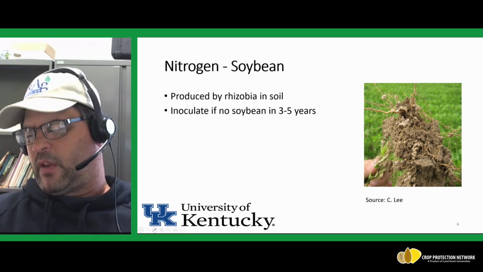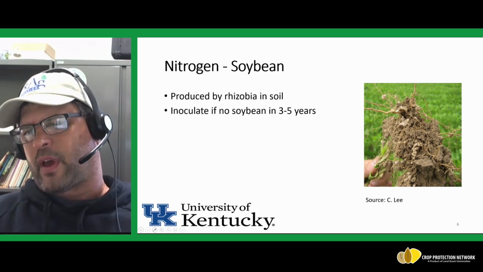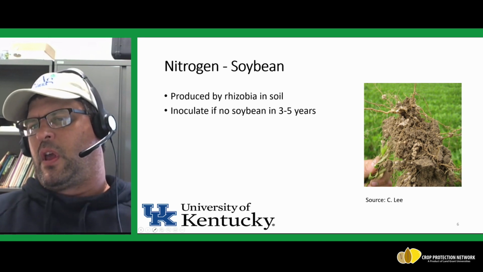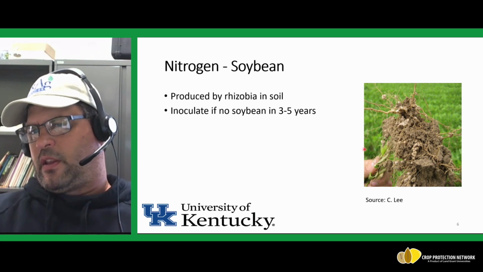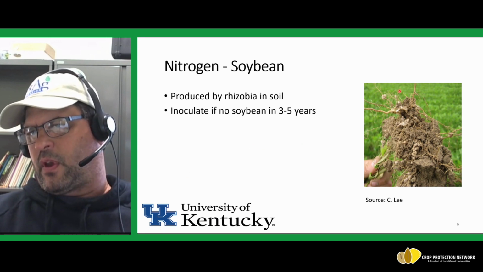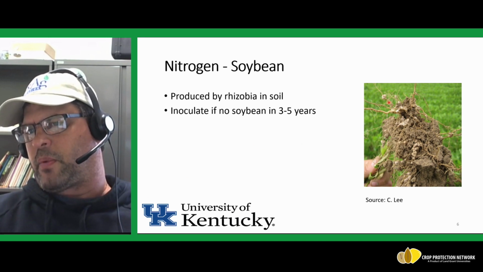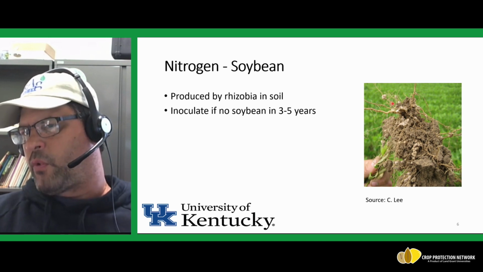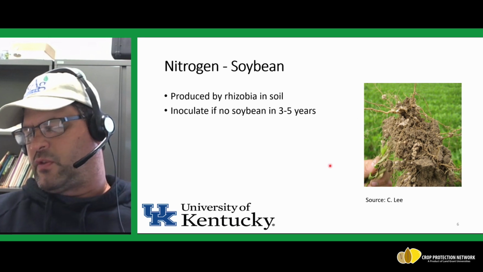However, if this field hasn't produced soybeans in 3 to 5 years, inoculation should occur. And one thing to check to see if these nodules are doing what they're supposed to do, if you break it open, it should be blood red. If it's red, it is producing nitrogen.